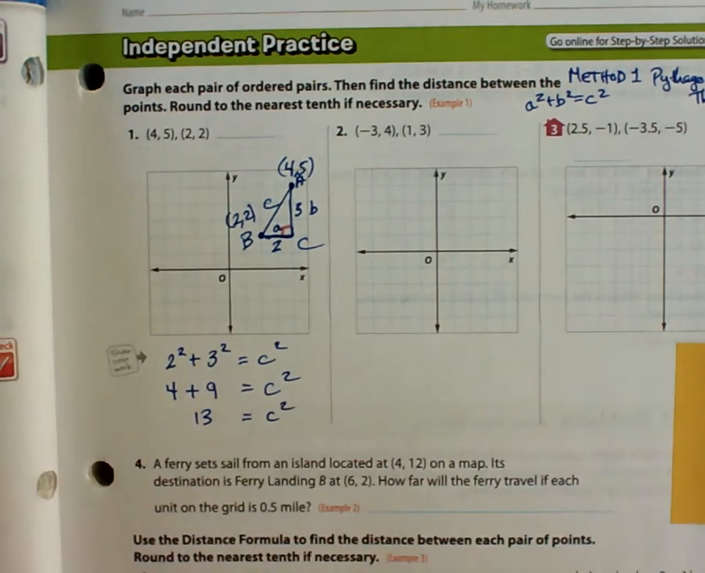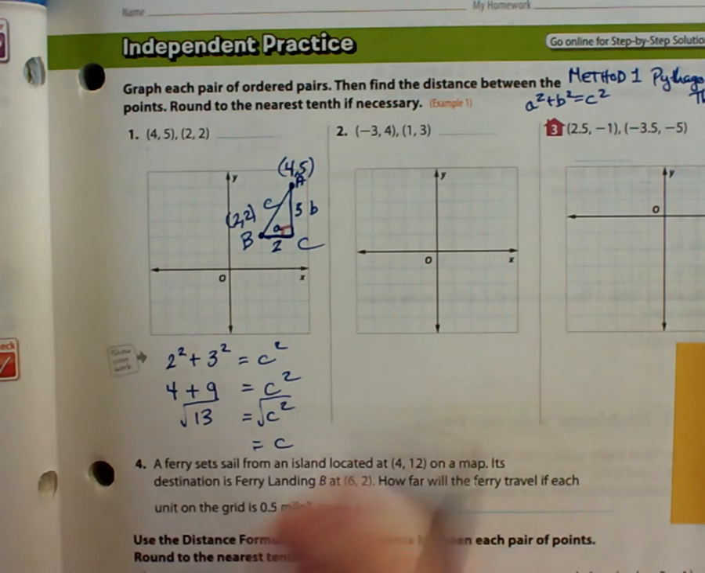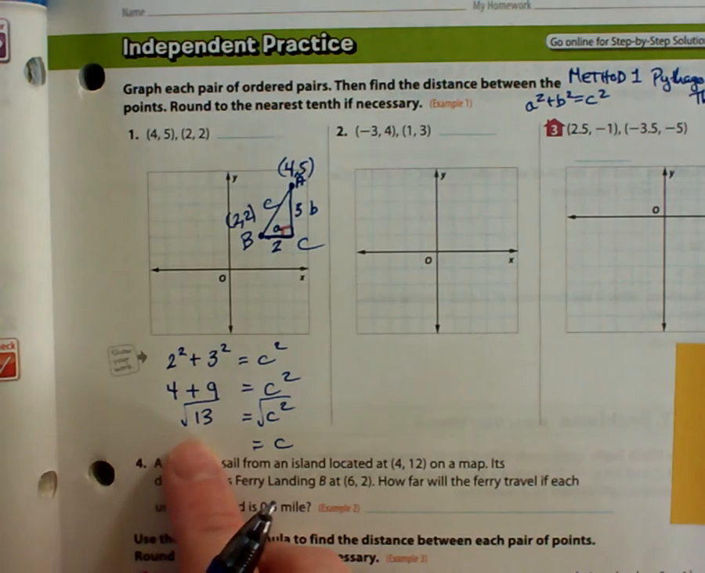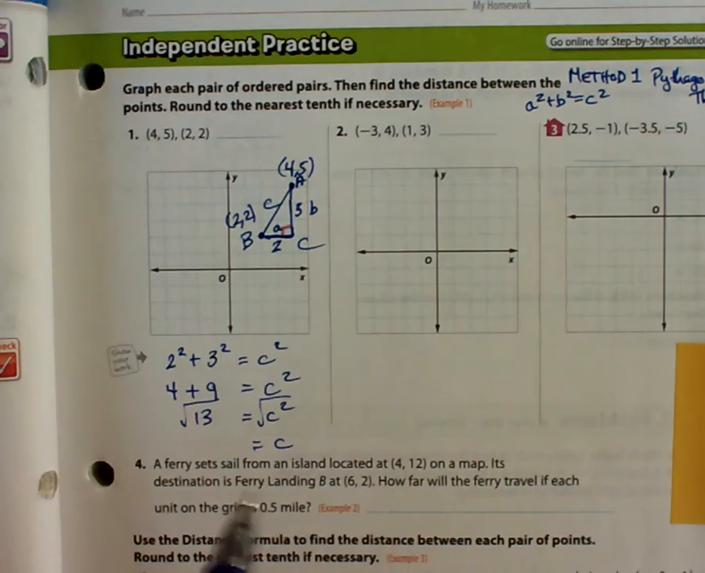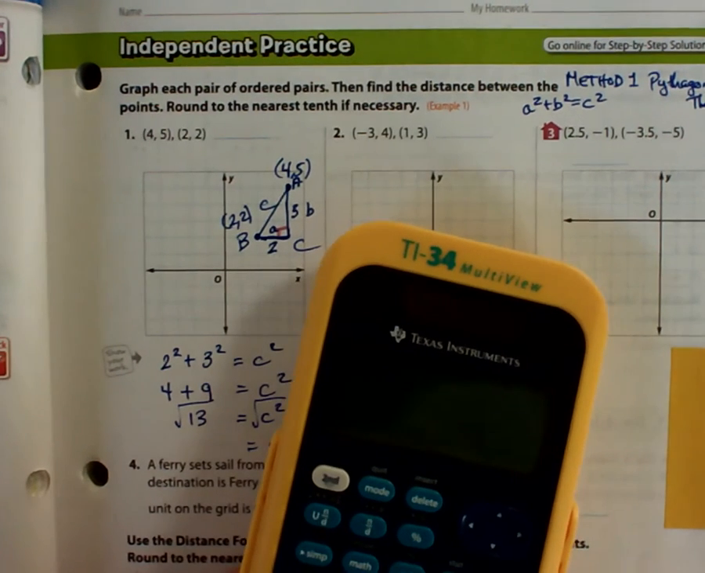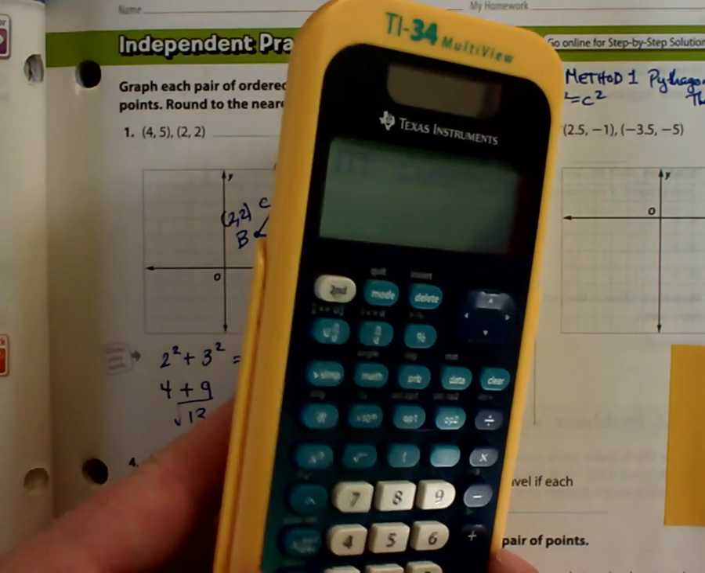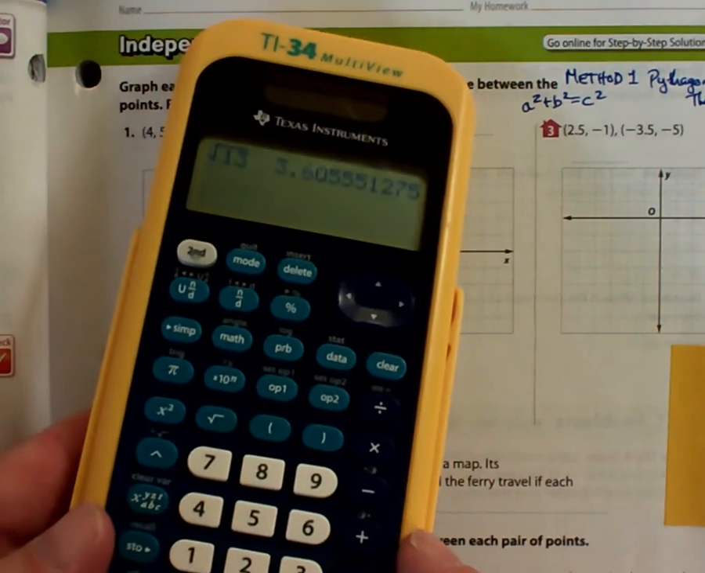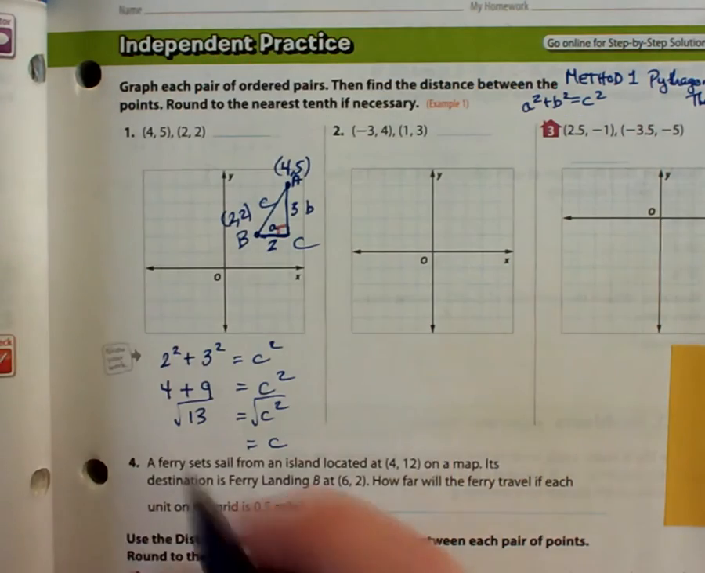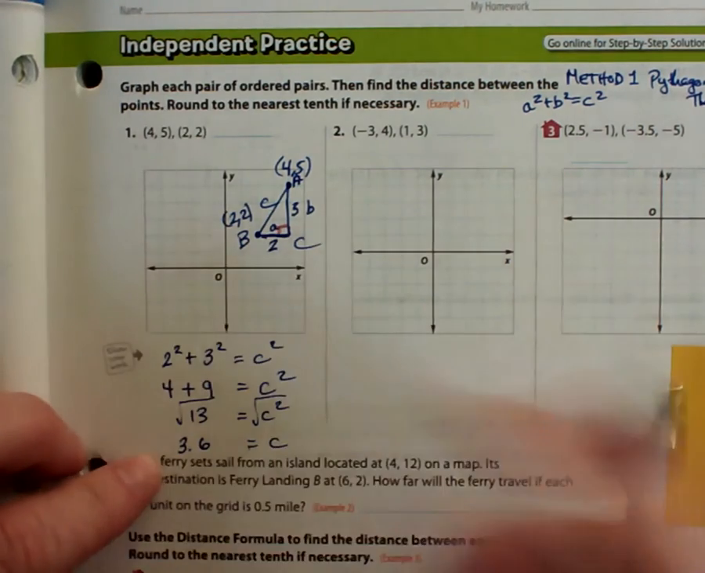If you didn't have a calculator and you took the square root for c, you could guesstimate it between 3 and 4. It's probably about 3.6. Let's see. Square root of 13 is, light's really bad, 3.6. It's really hard to see. Check it for reasonable. It's reasonable.